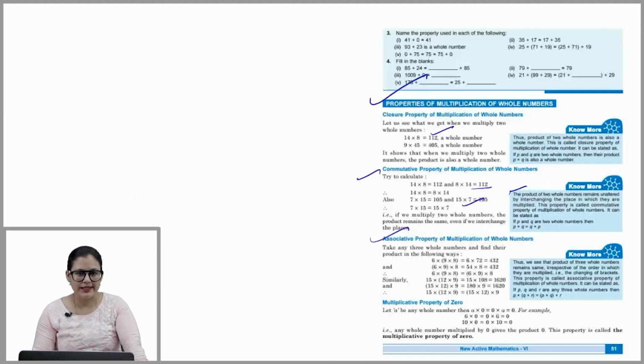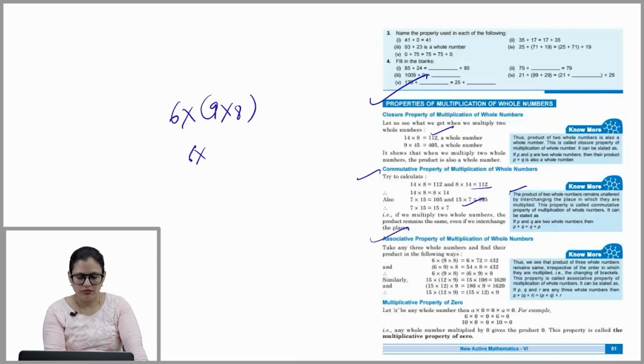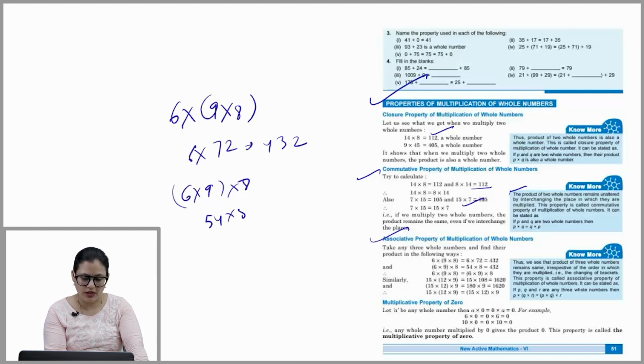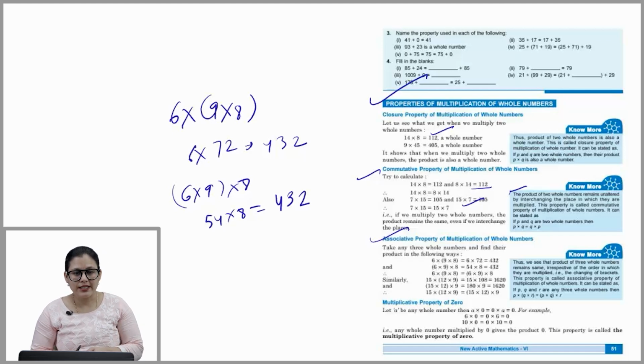Take any three whole numbers and find their product in the following ways. 6 into 9 into 8 is equal to 6 into 72 is equal to 432. Now, 6 into 9 in bracket, then into 8. 6 into 9 is 54, into 8 is also equal to 432. So, we see that the product of three whole numbers remains the same irrespective of the order in which they are multiplied. That is the changing of brackets. This property is called associative property of multiplication of whole numbers.